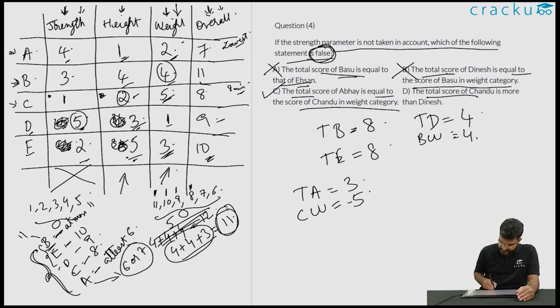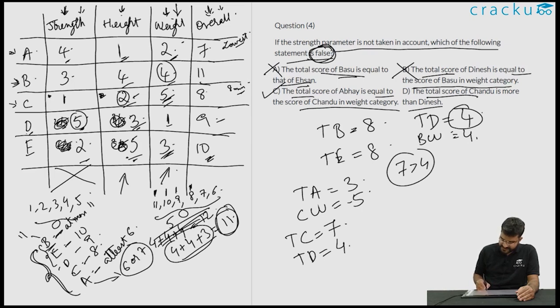The total score of Chandu will equal 2 plus 5, which is equal to 7, is more than that of Dinesh. What is the total score of Dinesh? We have already calculated the total score of Dinesh, which is 4. So 7 is greater than 4. So this option is true. So it is not the correct answer because we are looking for the false statement. So in this case, the correct option is option C. In order to solve these kind of questions, keep practicing Sudokus. They will really help you in filling out the table quite fast.